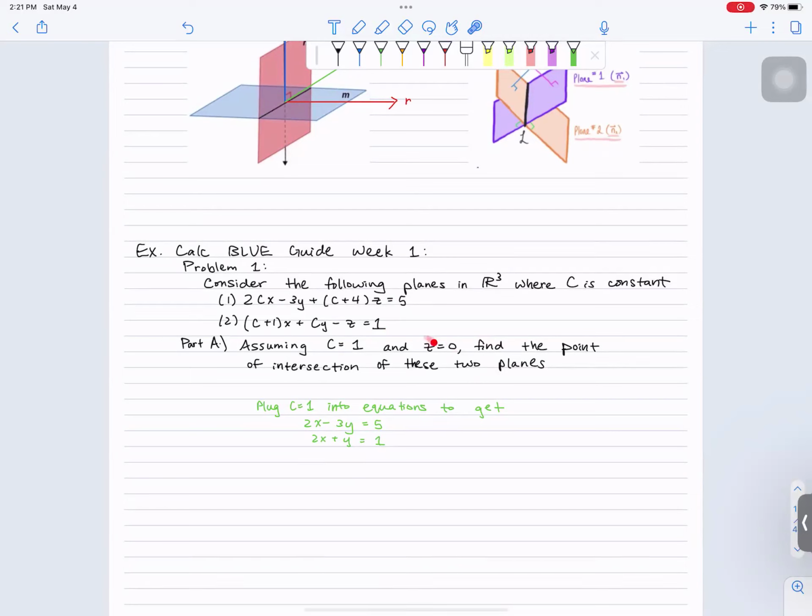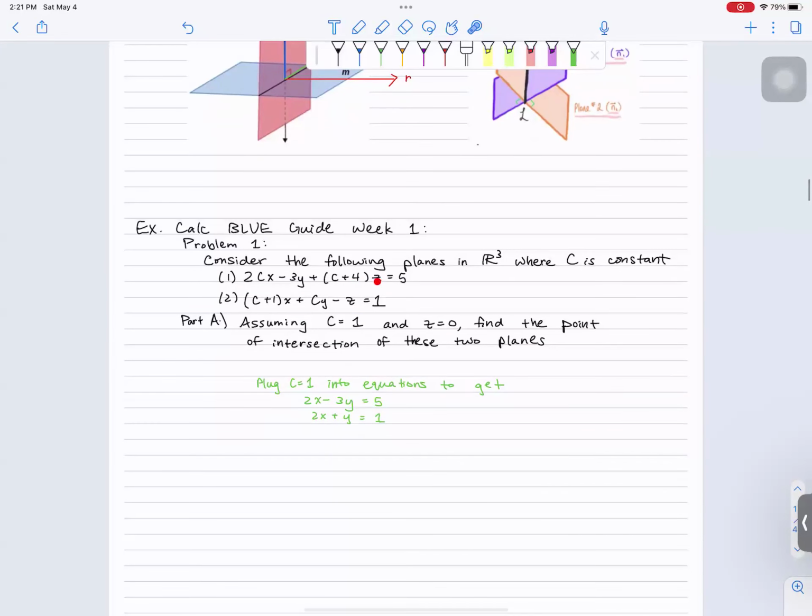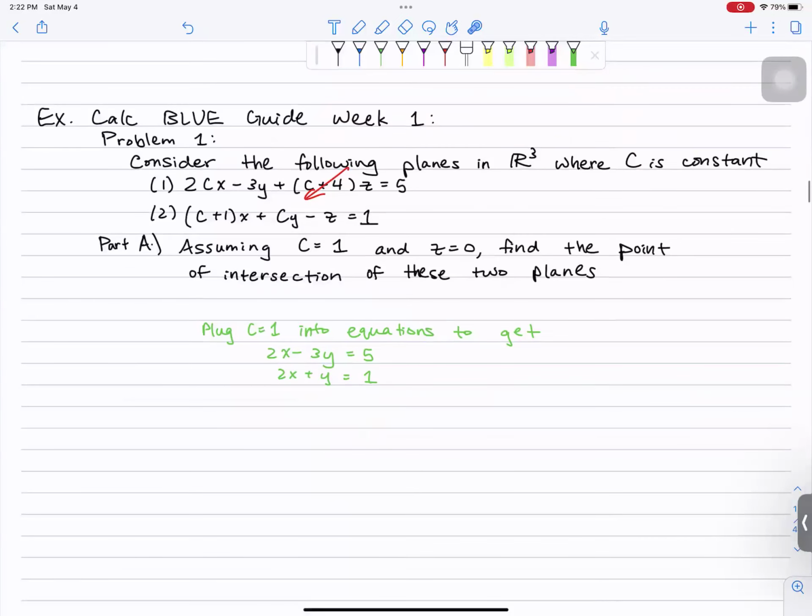Okay, so we have two planes and we have this C equals 1, Z equals 0. Let's first plug those into our equations. So when I plug in C equals 1, I get 2x minus 3y. Well, 1 plus 4 is 5. So I have 5z, but z is 0. So this becomes 0. So I just have 2x minus 3y equals 5. And I do the same thing with the second equation.